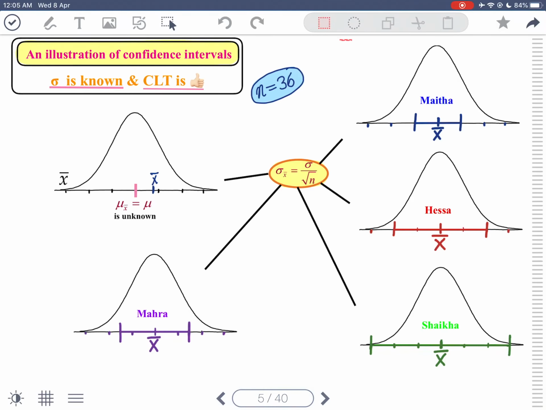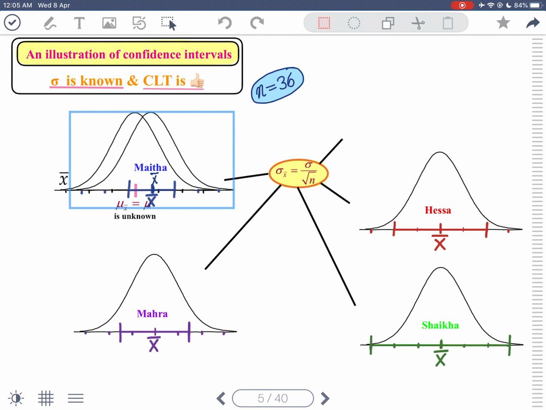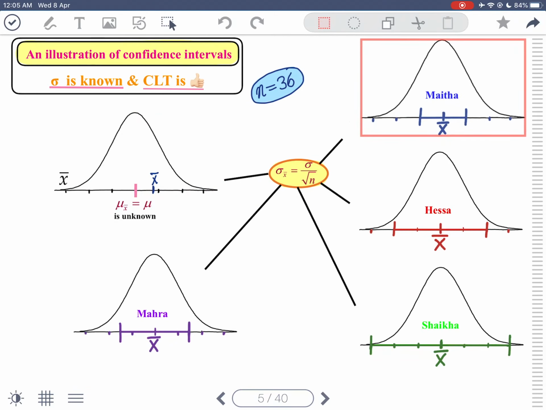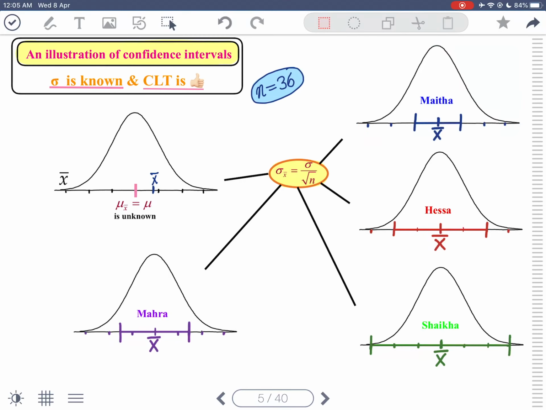Her x bar could be anywhere, okay? She doesn't know exactly where it is, but if it was there, then she will put it, and notice now that mu is inside the interval that she selected. Okay, now what is special about the interval that Maytha selected?